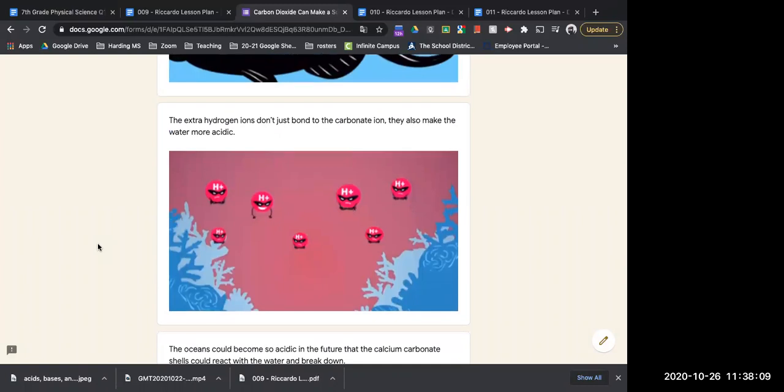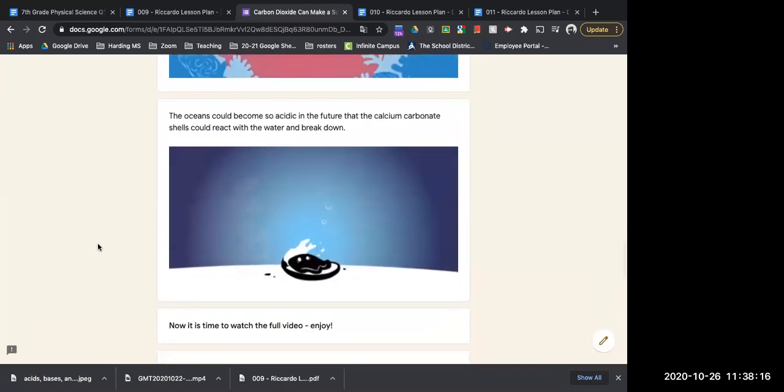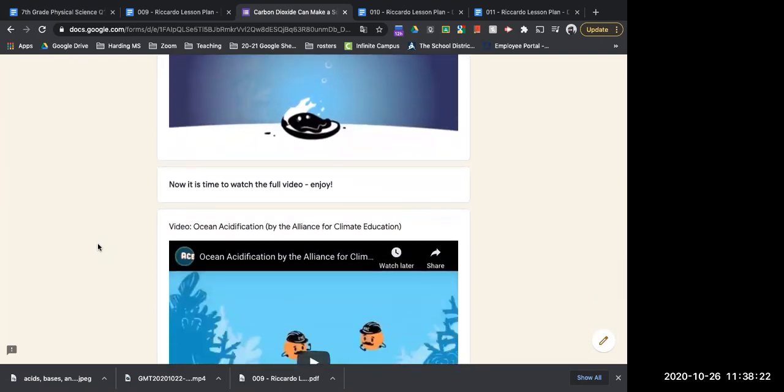And the extra hydrogen ions don't just bond to the carbonate ion, they also make the water more acidic. If the oceans become so acidic in the future, the calcium carbonate shells could react with the water and break down. Now let's watch the video.